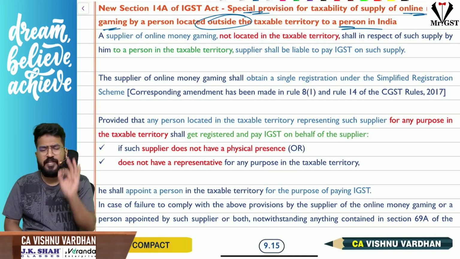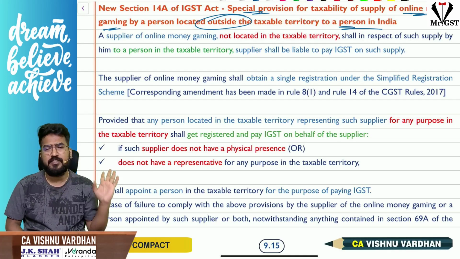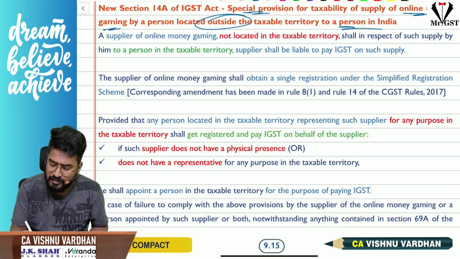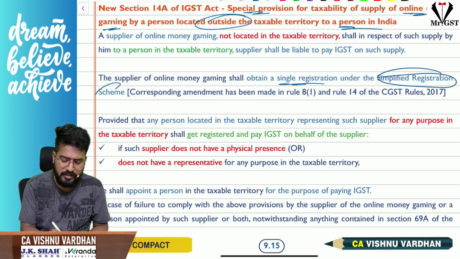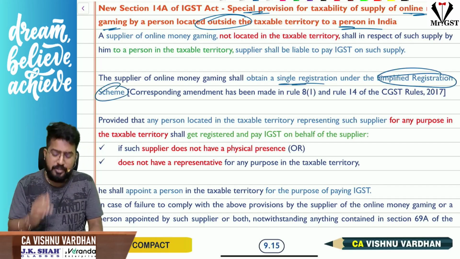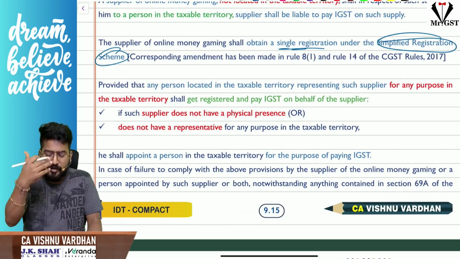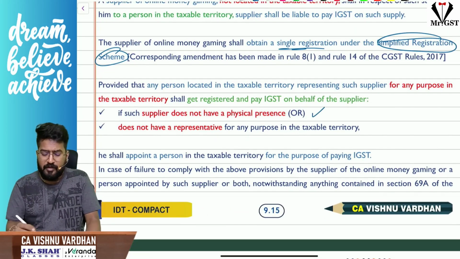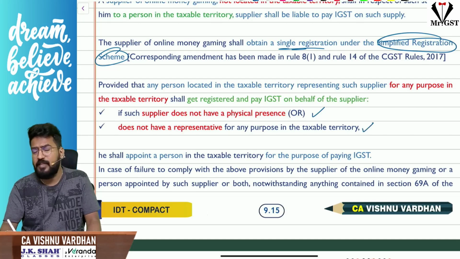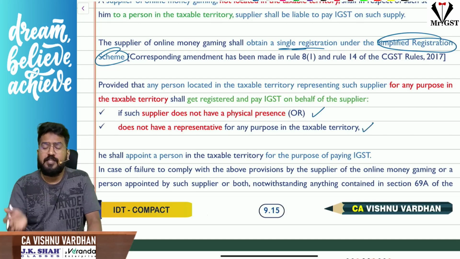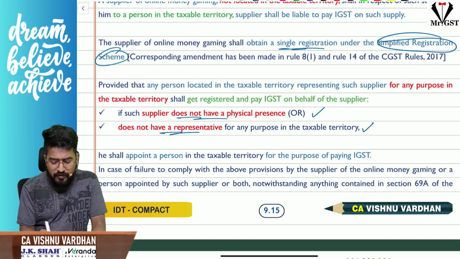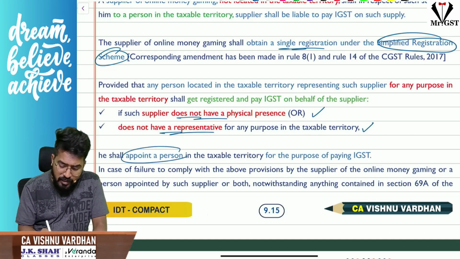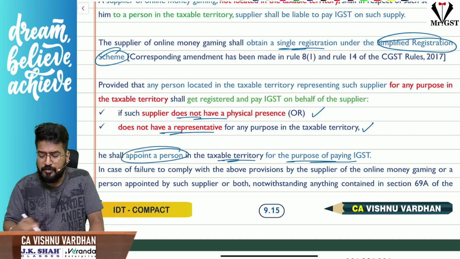What he should do is take one simple registration, for across the country. A single registration under the simplified registration scheme is more than sufficient. If he has a physical presence in India, no problem, fine. Or if he has any representative in India, then they can take registration. If he doesn't have any physical presence or representative in India, he shall appoint a person in the taxable territory for the purpose of paying tax.